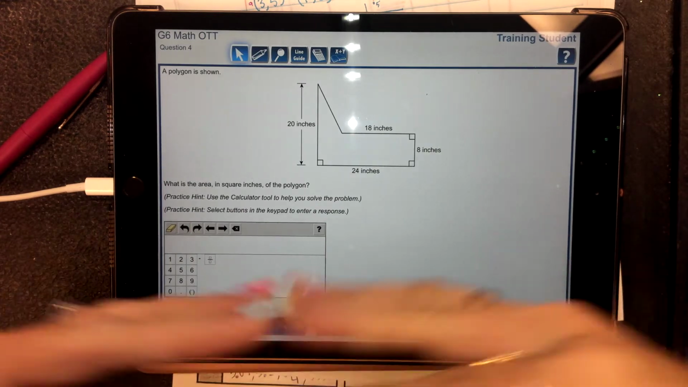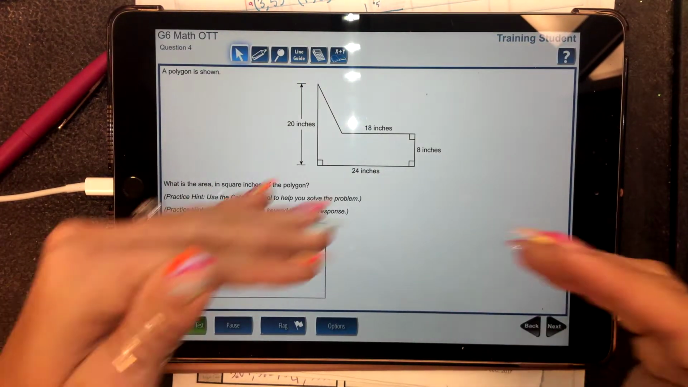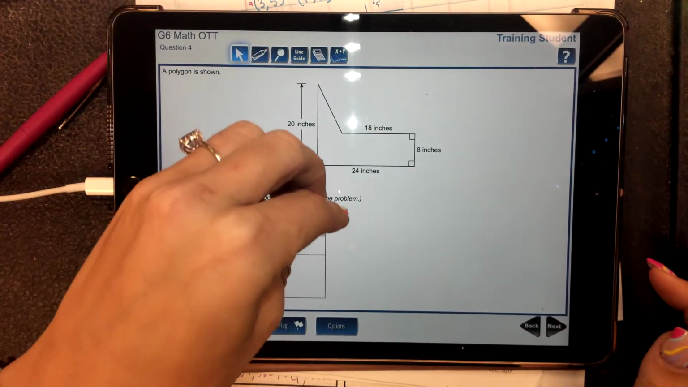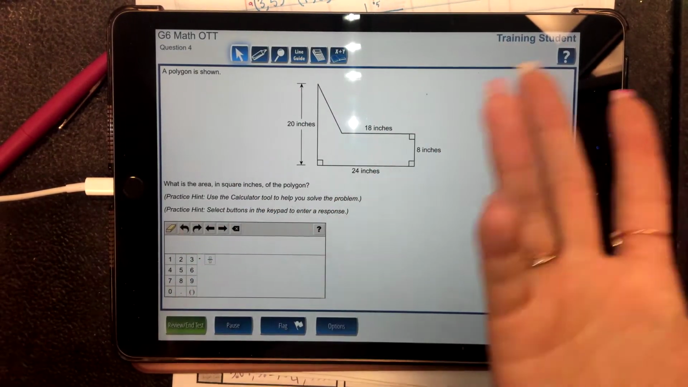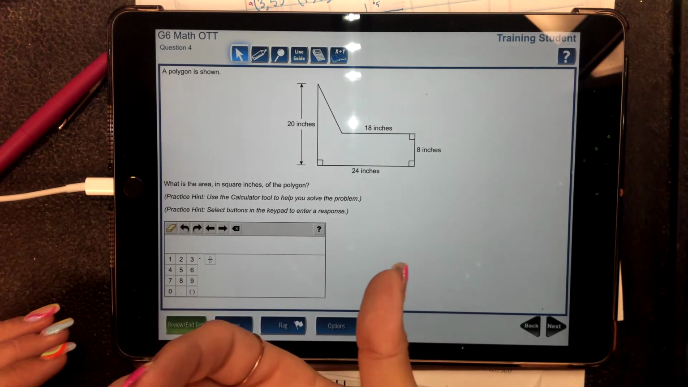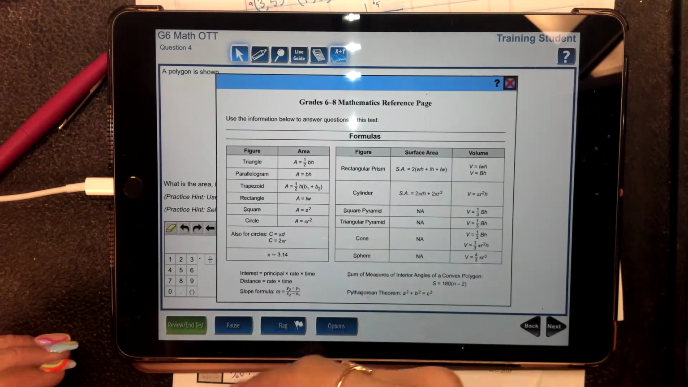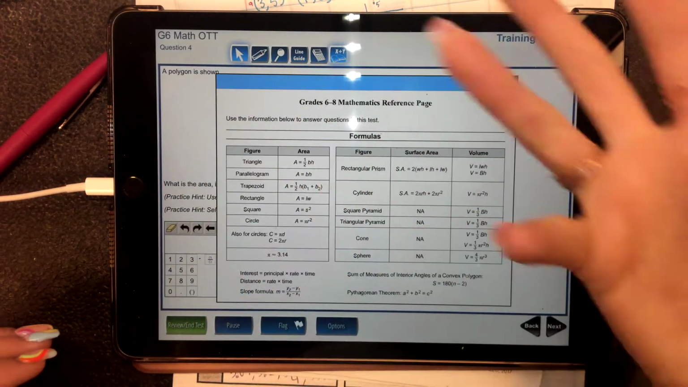You have to find the area. How much is inside of this? Now, I don't know how to find the area of this shape. It is a weird looking shape. And when I go on, I don't even know what this is called. I know it's a polygon, but there's not a specific name for it. So I can't just go on my reference sheet and look for the area of whatever this shape is.